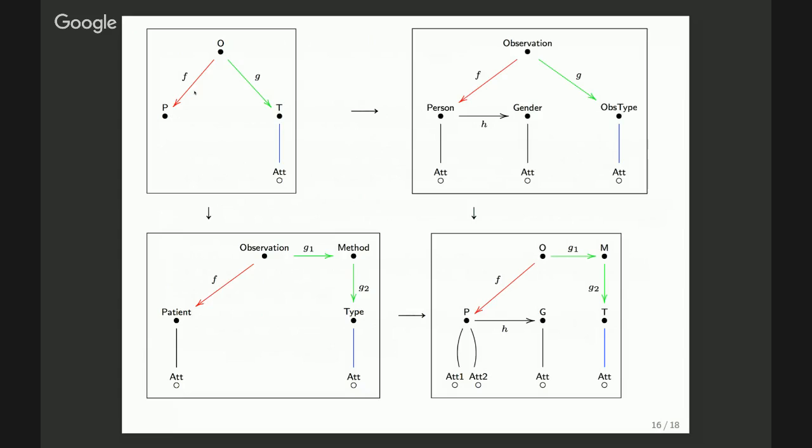So anyway, once we have created our overlap schema as shown here and created the mappings, the tool computes the pushout of that overlap, and it shows it in the lower right. And so what does it look like? Well, it has the same observation, person, and type nodes, but it has other nodes as well. For example, it has method. It picked that up from the schema on the lower left, and it has gender. It picked that up from the schema on the upper right.